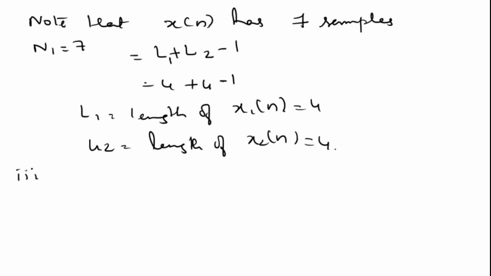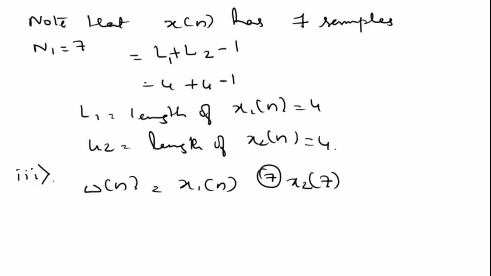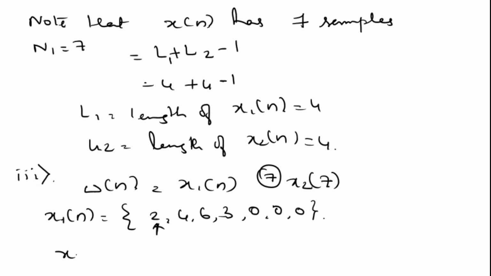Now, third question, w of n is equal to x1 of n 7-point circular convolution with x2 of n. It is given n1-point circular convolution we have to do. Then x1 is 4 point, we have to add 3 more zeros. 2, 4, 6, 3 and 3 zeros we have to add. x2 of n is equal to 1, 3, 2, 1, and 3 zeros we have to add.